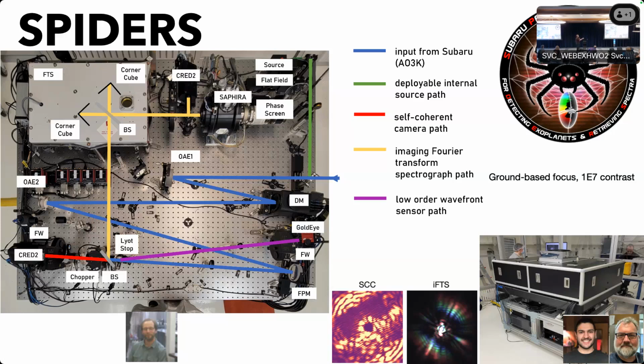And this is the instrument at bottom right. It's very compact. It's working in air. And the goal is to study instruments for ground-based telescopes. So the goal is to reach about 10 to the 7 contrast. And that's kind of the limit of what we can do with our deformable mirror.